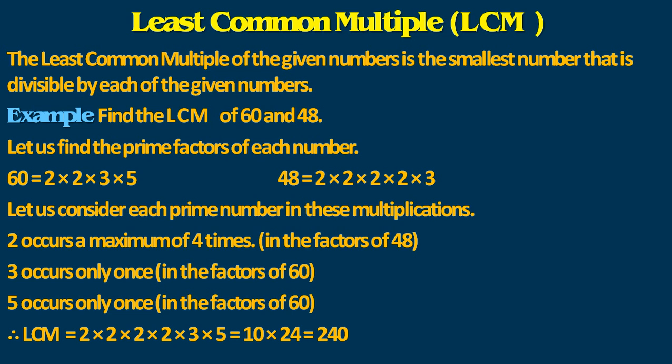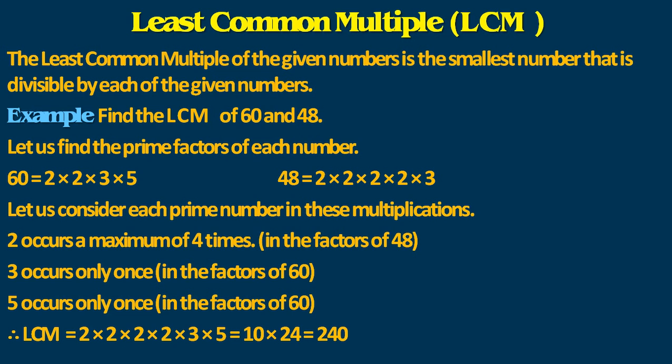Now for the 48 number, we have prime number 2, 4 times. So for LCM, we will write 2 as 4 times. In the number 60, we have 3 only once. So after you write 2 4 times, we will write 3 once. And you can see 5 also we will write it as once.